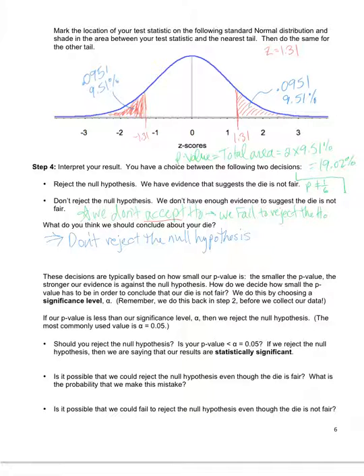In other words, we don't have enough evidence to suggest the die is not fair. Our proportion of 6s wasn't all that extreme, so it didn't really give us any evidence to suggest the die is not fair. So, another thing to remember here.